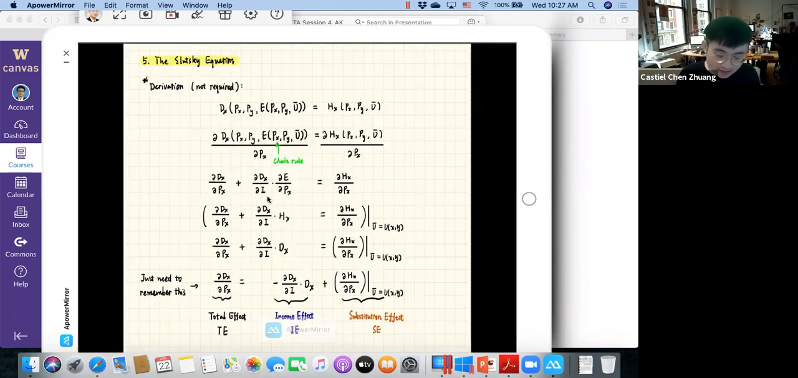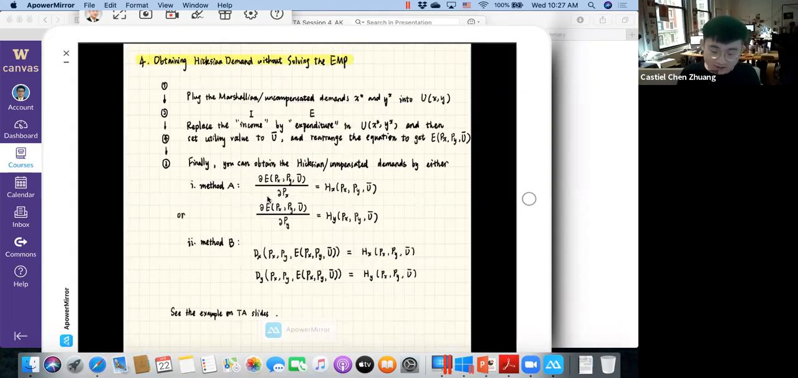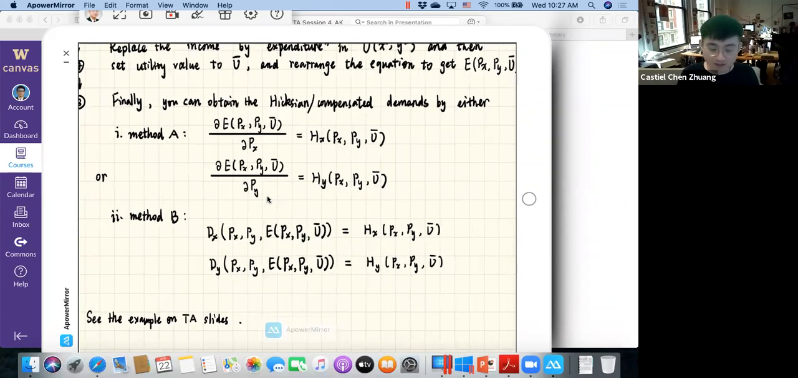But I think what is required is that you know this equation, because you may want to get the Hicksian demand function after getting the Marshallian demand function, right? So if you get a Marshallian demand function, you get the indirect utility function, and then you do some rearrangement to get the expenditure function. Then to get Hicksian demand, you just replace the income in the Marshallian demand by the expenditure function.